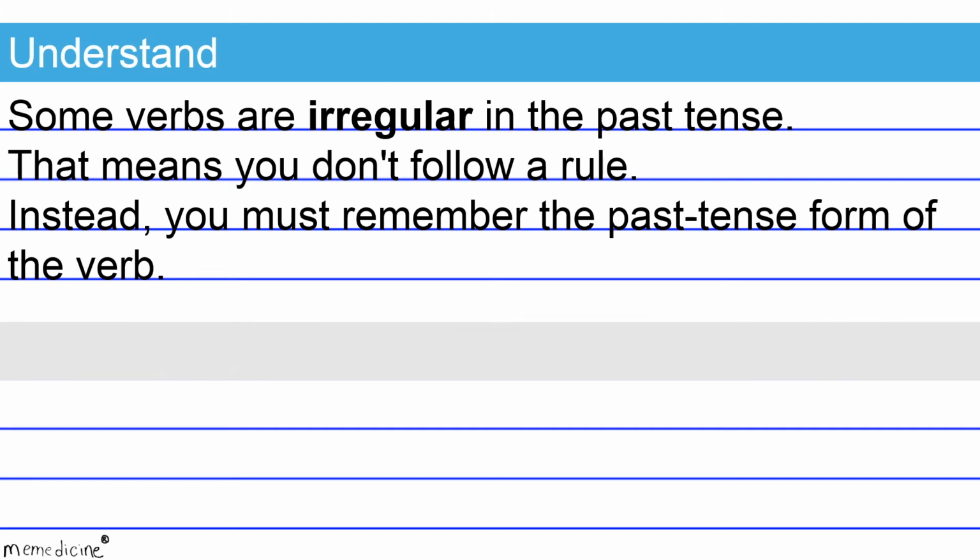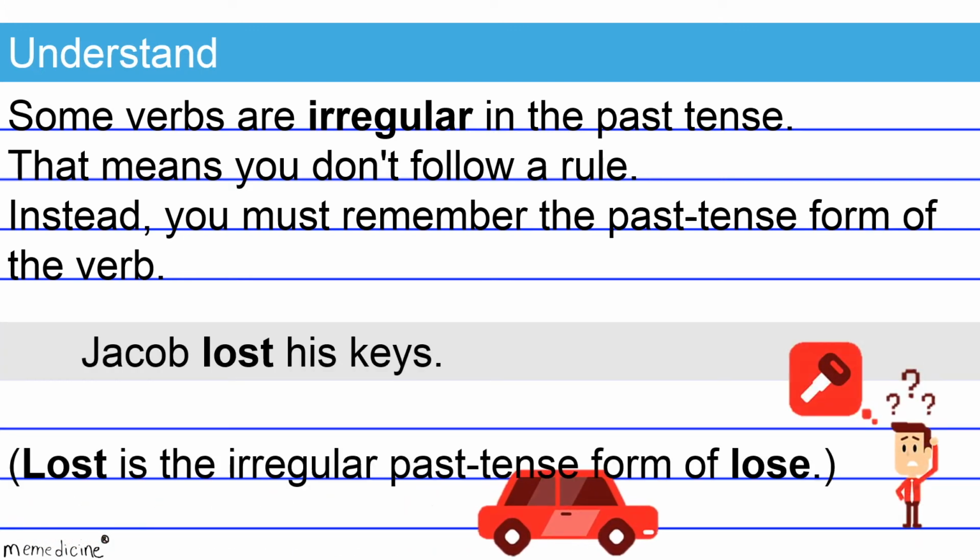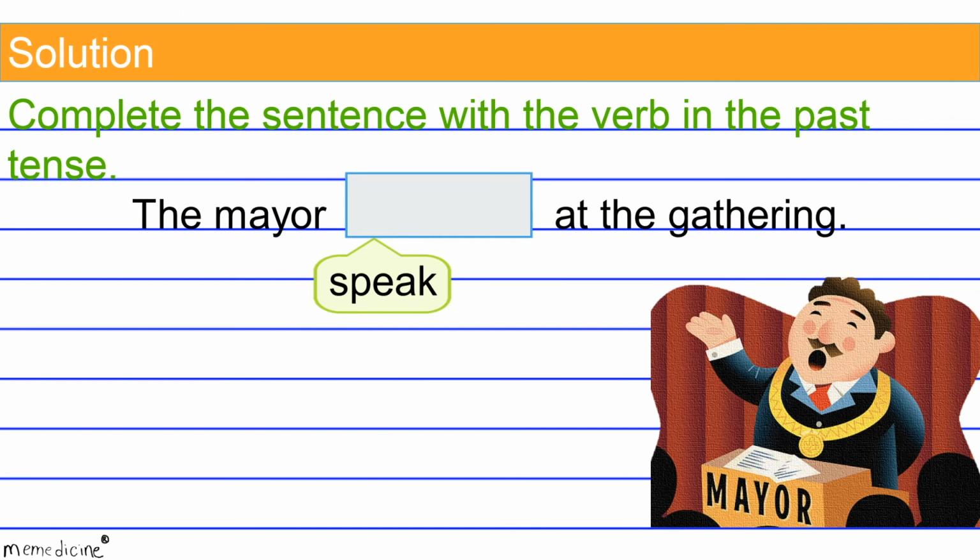Check out this example. Jacob lost his keys. Lost is the irregular past tense form of the verb lose. This is a correct shift, and the overall sentence is formatted correctly. All right, back to the original question. Now for the solution. Spoke is the simple past tense verb form of speak. This is an irregular simple past tense verb form because it doesn't end in a D or an ED, so you'll have to commit it to memory.